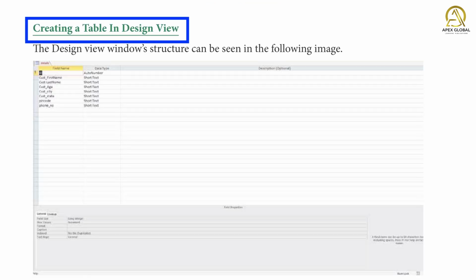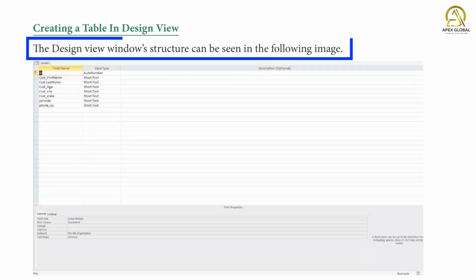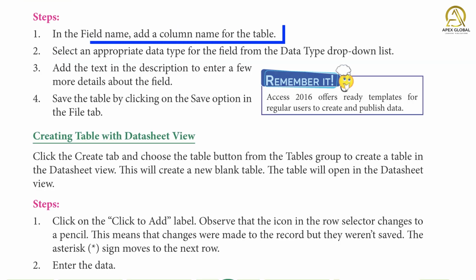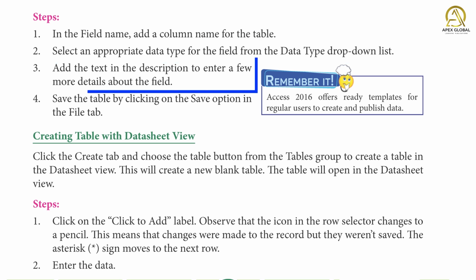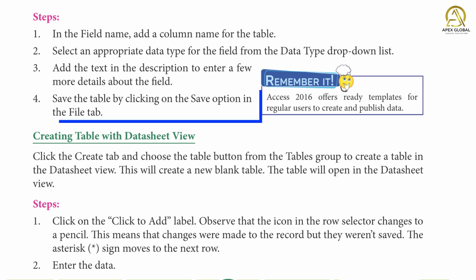Creating a table in Design view. The Design view window structure can be seen in the following image. Steps: 1. In the field name, add a column name for the table. 2. Select an appropriate data type for the fields from the data type drop-down list. 3. Add the text in the description to enter a few more details about the field. 4. Save the table by clicking on the Save option in the File tab.